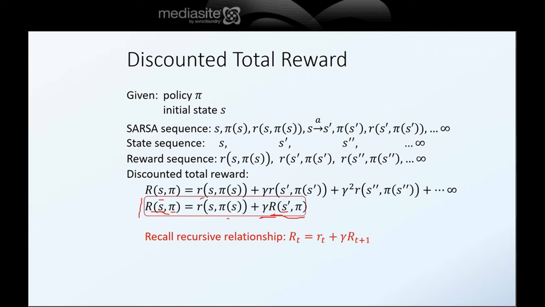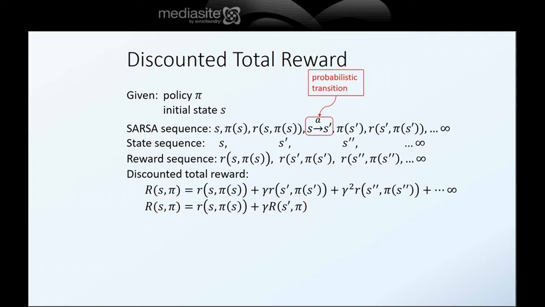And this is based on the recursive relationship that we have seen before, which is in the episodic setting given by this expression. Rt equals lowercase r t plus gamma times uppercase R t plus 1, and instead of the time steps t and t plus 1, I assume that we are in the state S, and then we have taken action based on the policy pi s, and the next state is S prime. So we follow two different kinds of notations in the subsequent discussion.